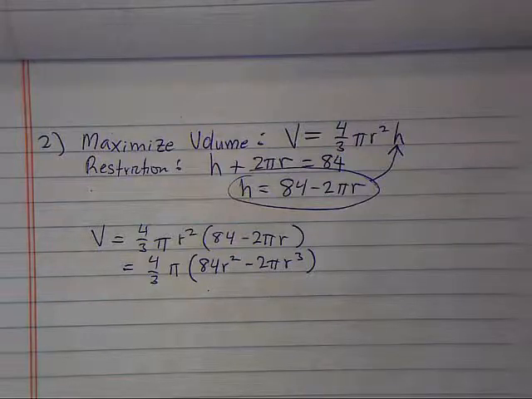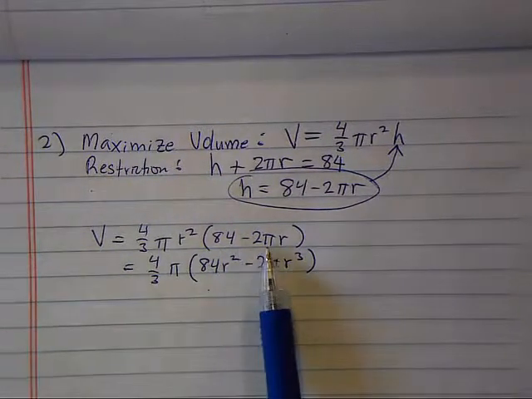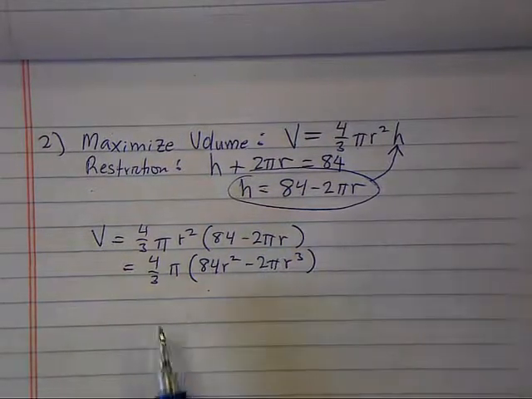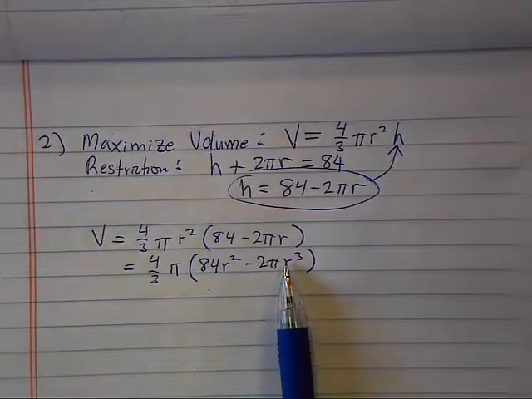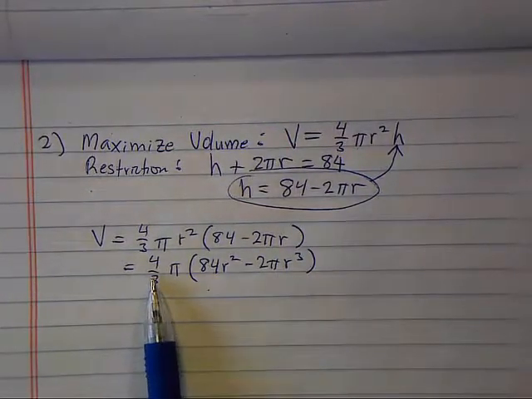I don't have to use which rule? I don't need the chain rule. I never needed the chain rule. But the way it was written before, I had r squared times 84 minus 2 pi r. I needed the product rule the way it was written. So I think it's easier to take that r squared and distribute it through, and then I don't need the product rule anymore. Because this 4/3 pi, that's just a number, isn't it?